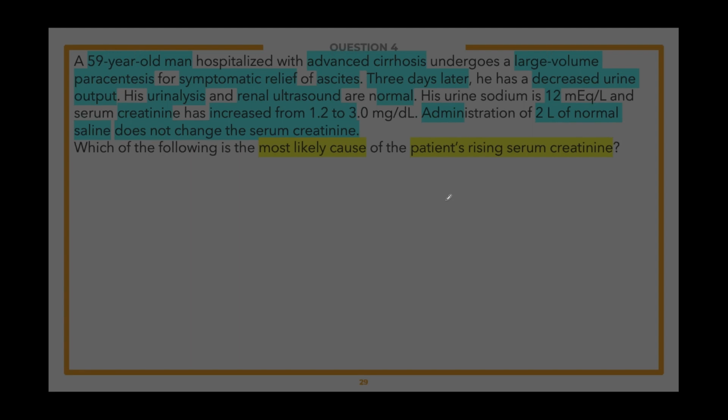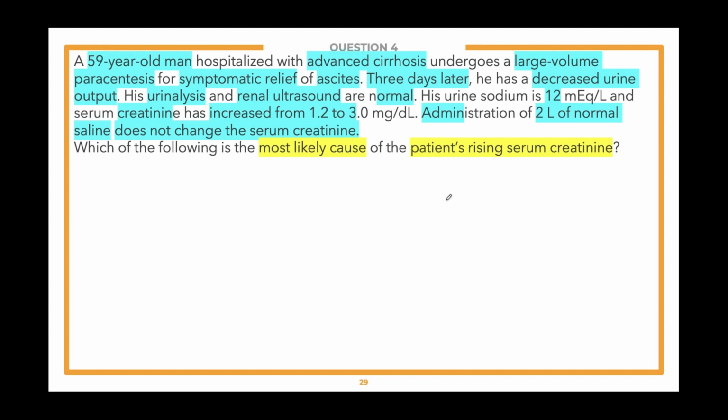Now we've got a 59-year-old male, okay? And they're telling us that he has advanced cirrhosis right off the bat. And they're telling us that he underwent this paracentesis for his ascites, okay? And now, there are 3 or 4 more sentences about urine output, urine sodium, creatinine, and giving saline that doesn't change the creatinine. So you can see a lot of things about urine and serum concentrations of substances and electrolytes and how to interpret those changes. So that's also, like I mentioned, going to be very important. If you have a hard time with that, make sure you review it.